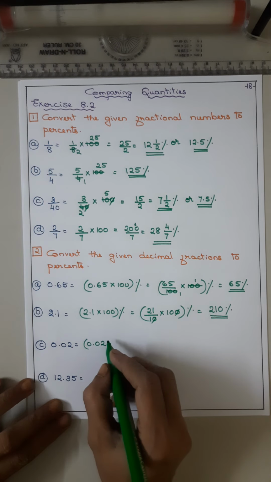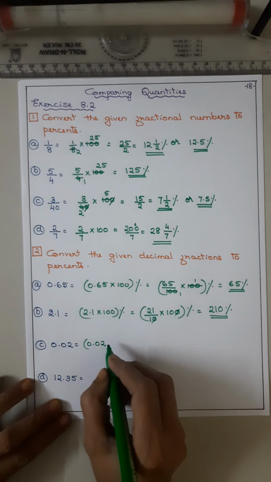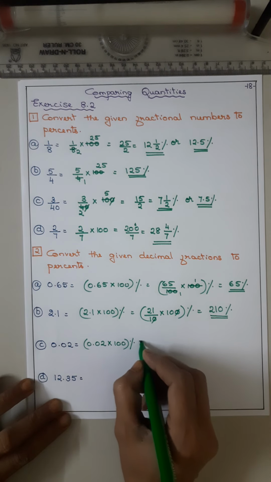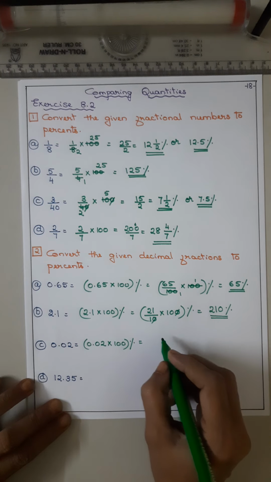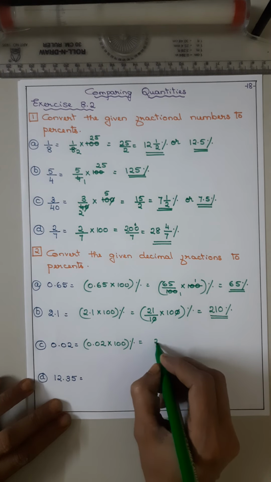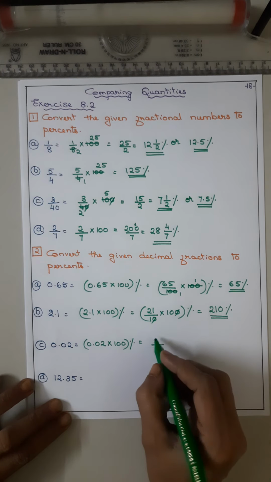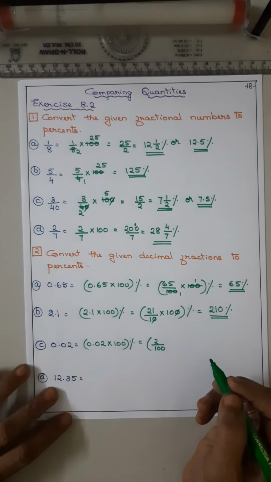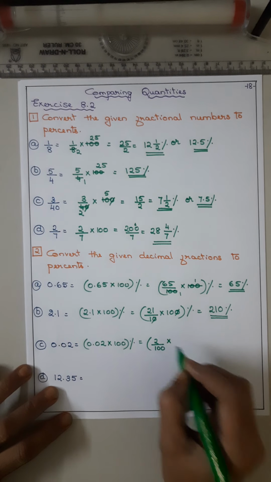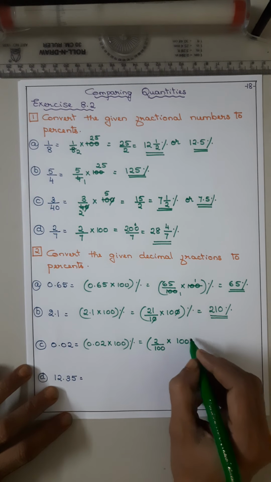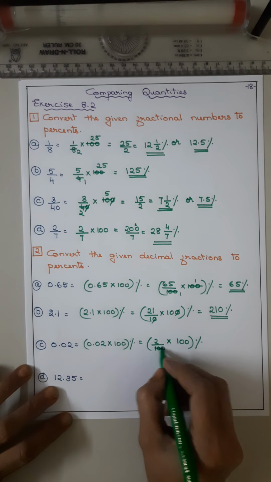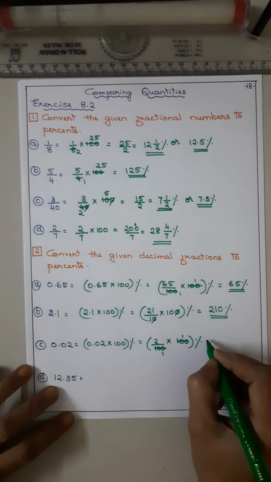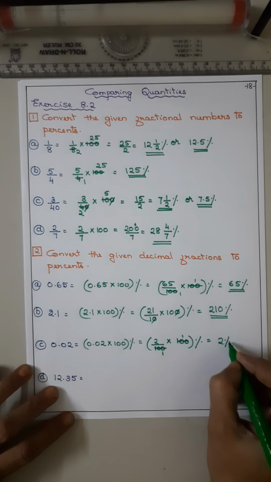Now here the third is 0.02. To convert into percent, multiply by 100%. 0.02 can be written as 2/100, 2 decimals, so it is divided by 100 into 100%. So 100 ones are 100, so it will be 2%.